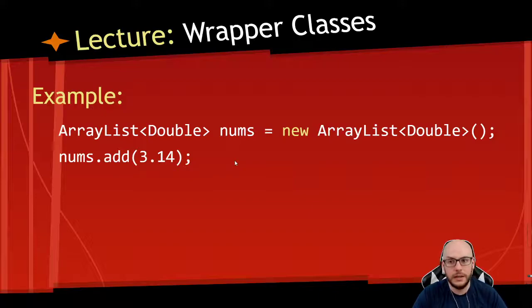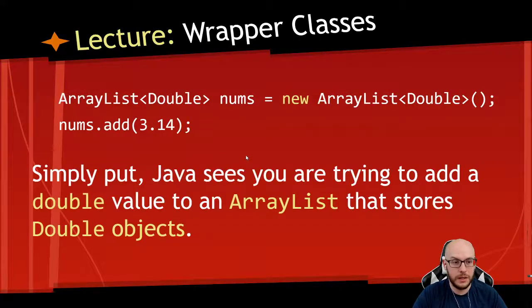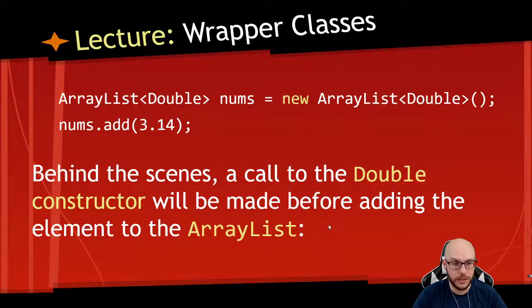In theory, it doesn't work like that. Those are two different data types. Simply put, Java sees you're trying to add a double value to an ArrayList that stores Double objects. Behind the scenes, under the hood, whatever phrase you want to use, a call to the Double constructor will be made before adding the element to the ArrayList.